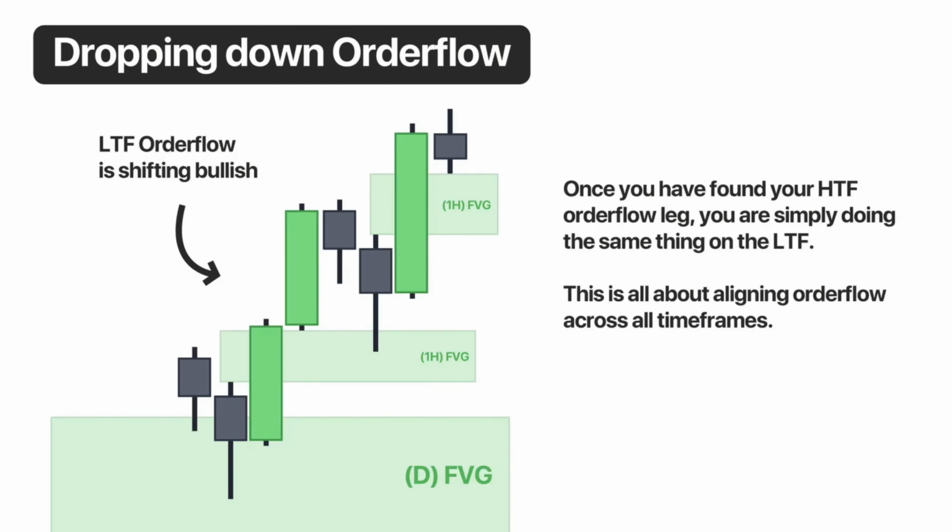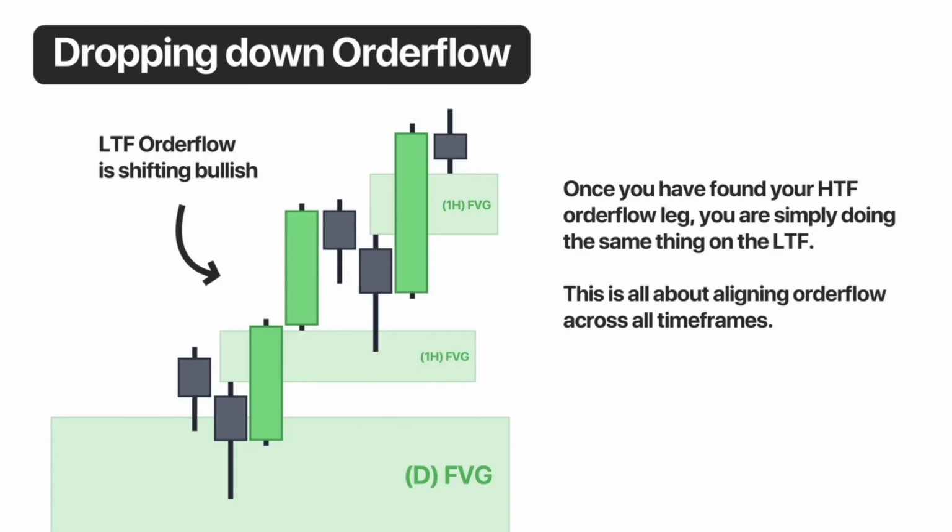So what do we do once we actually find that higher time frame order flow leg that we want to work with? Well, you're simply doing the same exact thing on the lower time frame, right? This is all about aligning order flow across all time frames. So for example, we have a daily fair value gap. We found a bullish daily order flow leg we can look for higher prices off of, right? An order flow leg is simply IRO to ERO. This goes back to the video I made a while back, the key to bias, IRO to ERO. All that is an order flow leg, right? We can view those as the same thing.